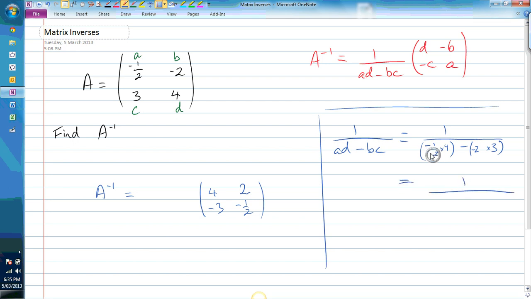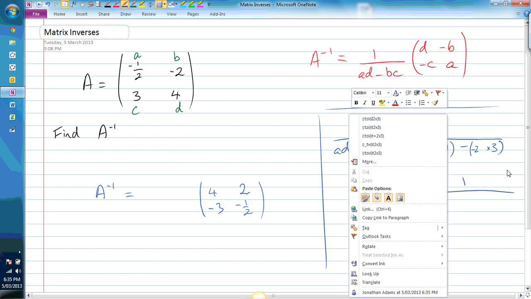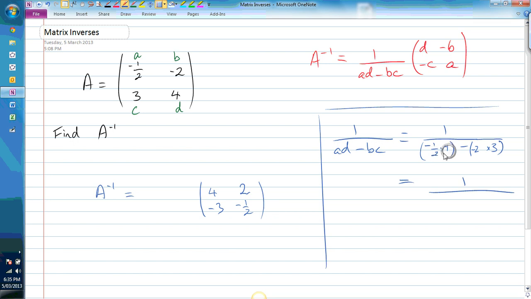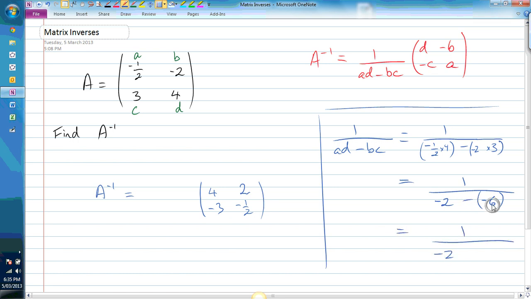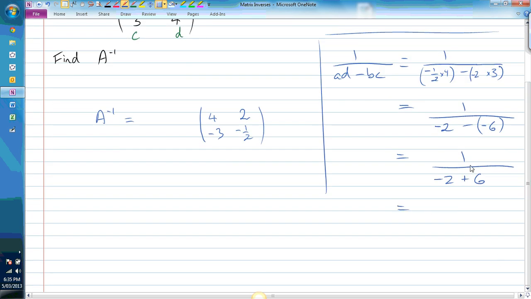Okay, simplifying here. Negative 1/2 times 4. Well, 1/2 times 4 is 2, so negative 1/2 times 4 is negative 2. Negative 2 times 3 is negative 6. But remember, we've got this minus sign in the middle. So this is going to become 1 on minus 2. Minus a minus is plus. And we're going to get here 1 on negative 2 plus 6 is 4. So a quarter is the number we're going to have out the front.